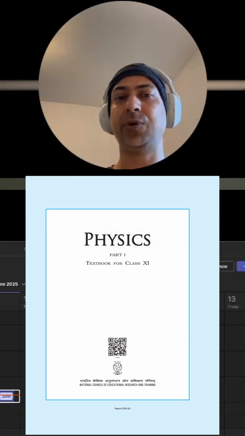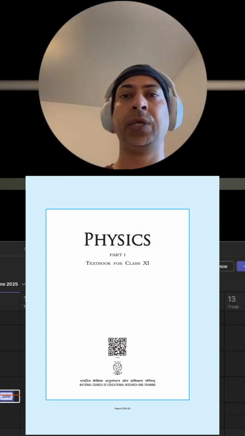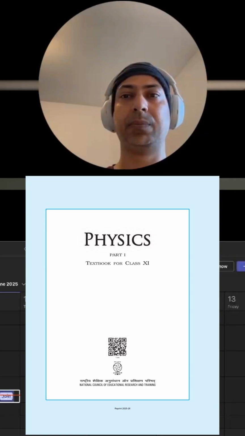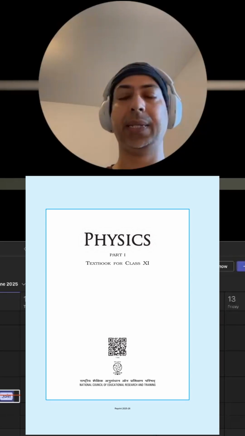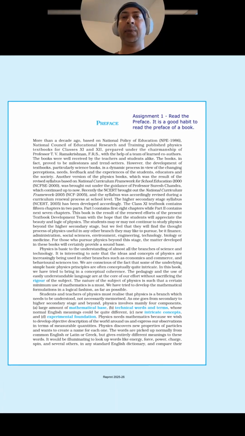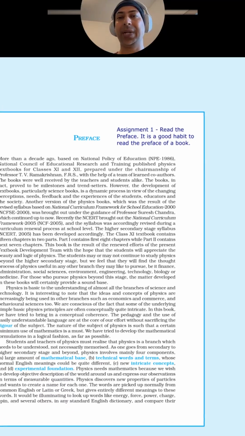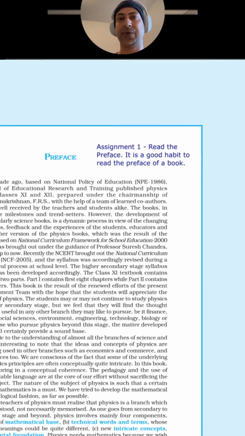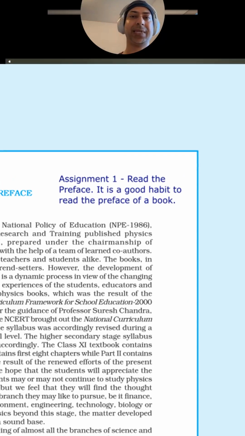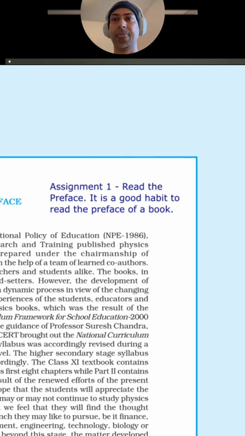Reprint 2025-26, right? Okay, so it's captured, and you can look at the book. In the beginning, in your free time, you can explore the preface. It's a good habit to read the preface, just for habit's sake, when you get time. Take it as an assignment that you will read the preface.